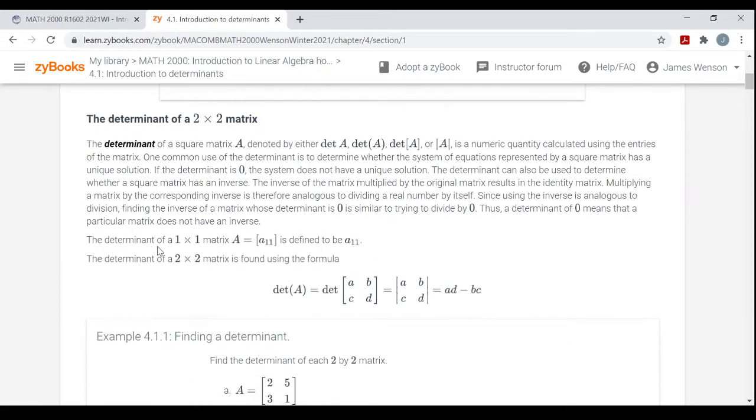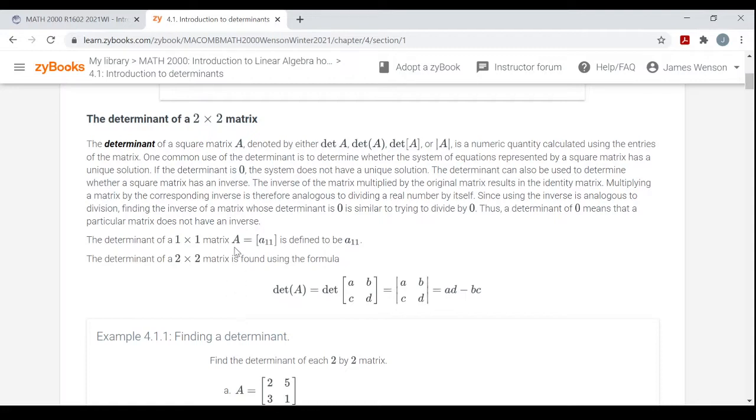Alright, now the determinant of a 1 by 1 matrix is simply that entry. Right, a 1 by 1 matrix has one entry, so it's simply that entry. And what we're going to see in this section is the determinant of a 2 by 2 matrix, a little formula for it, and the determinant of a 3 by 3 matrix. And then in the coming sections, we'll see how to find more general determinants, right? The determinant of a 4 by 4, 5 by 5.